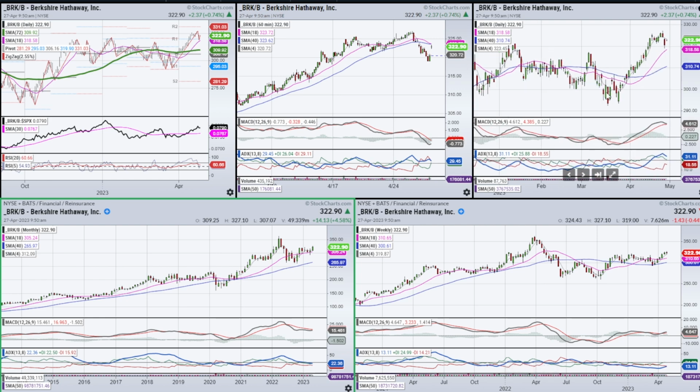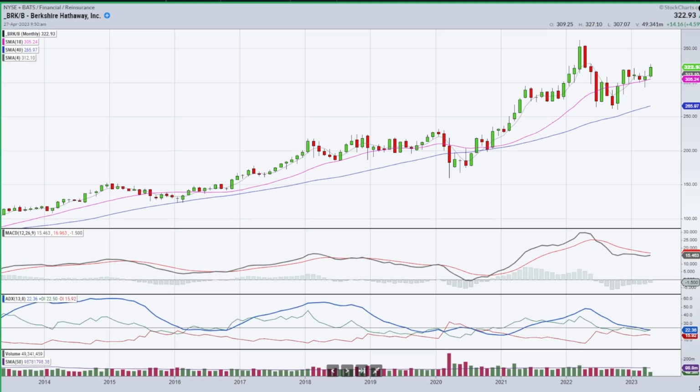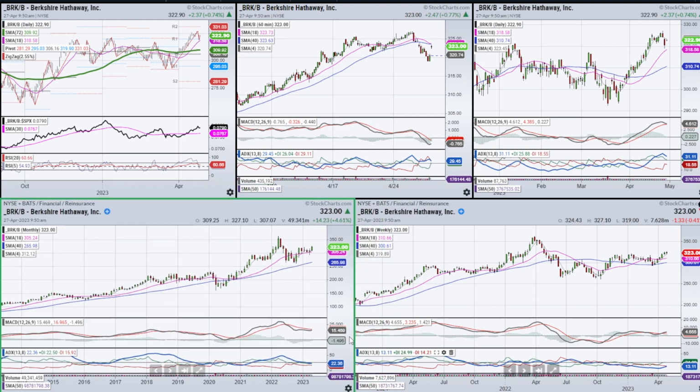Really a pretty nice pattern here. On the monthly chart, we got above the 18-month on the move back up, and we held it during this phase right around the 300 mark, continued to hold support. Now, this is when the financials were getting hit pretty good. I mean, this has held up incredibly well relative to most financial stocks. So from that, it's sort of an encouraging sign.